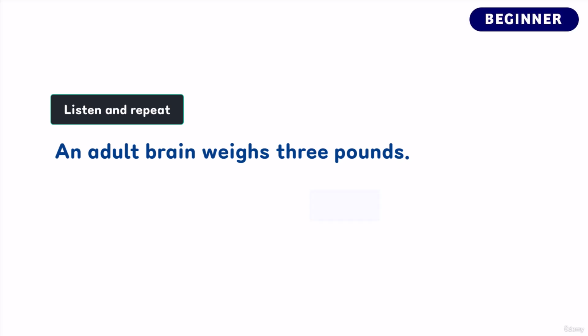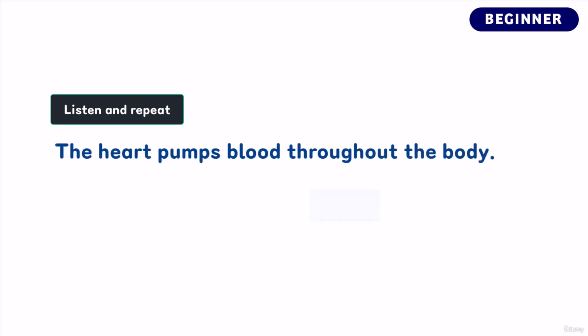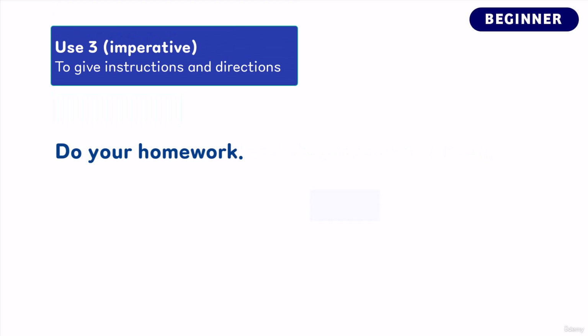An adult brain weighs 3 pounds. The earth revolves around the sun. Plants need sunlight to grow. The heart pumps blood throughout the body. Great job, well done. Now, the final use of the present simple tense is forming imperative sentences.